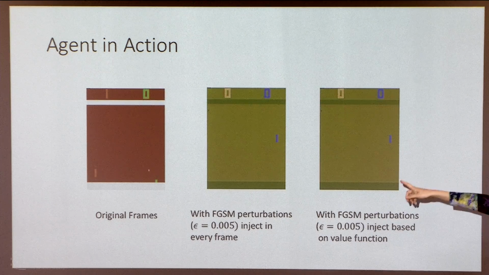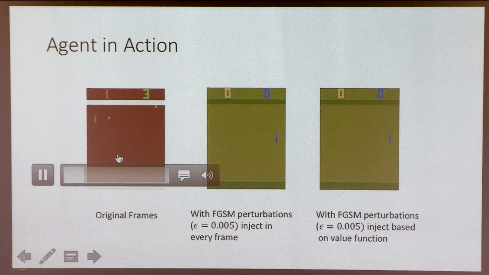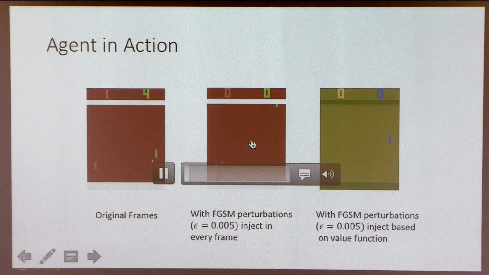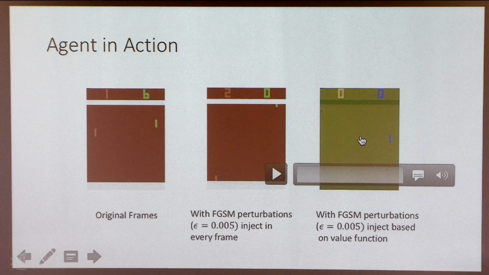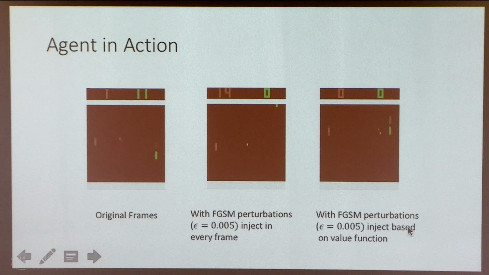showing the attacks. This is the original frame. As you can see, the learned agent is actually quite good. Then this is the attack with the perturbation added to every frame, and as you can see, the agent basically completely fails. And this is the one where the attack is injected based on the value function, so it's only injected in a small fraction of the frames. You'll see that the agent is a little better, but it still fails the game almost completely.